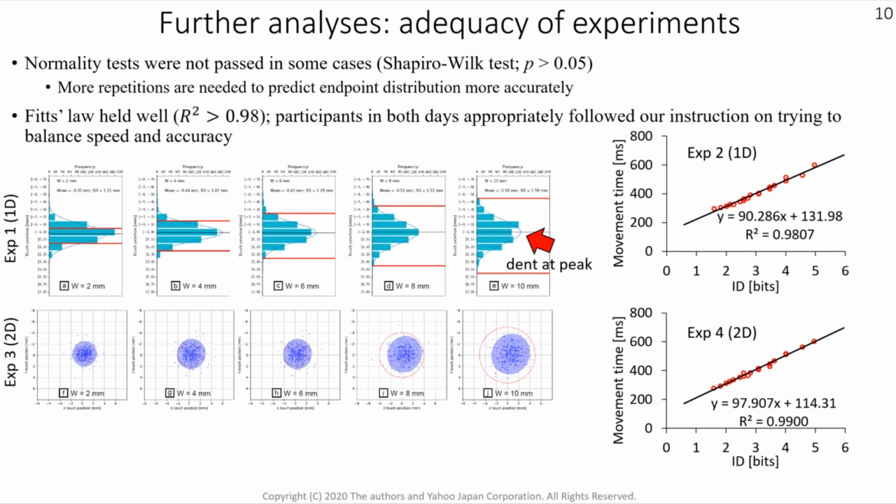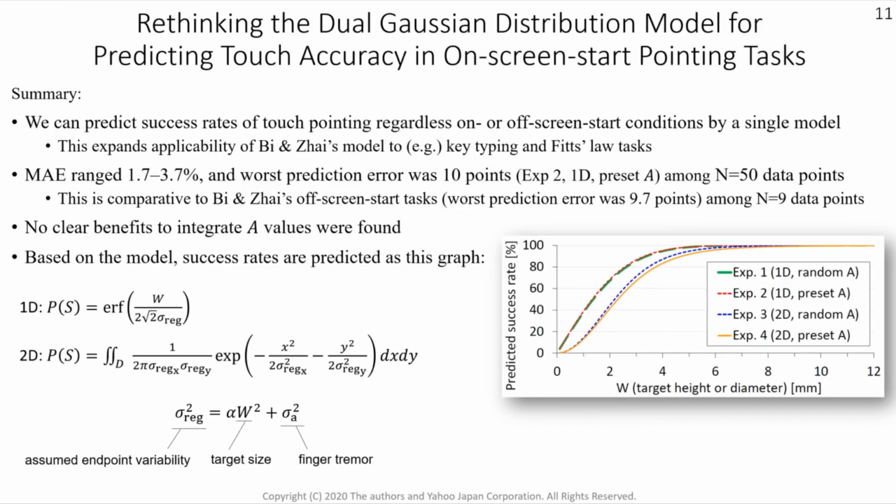And in both 1D and 2D tasks, Fitts' law held very well with R-squared greater than 0.98. This shows that both participant groups in day 1 and day 2 followed the instruction to balance speed and accuracy. This is a summary of this study.